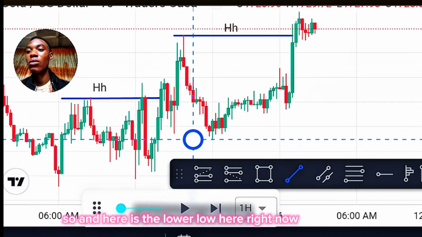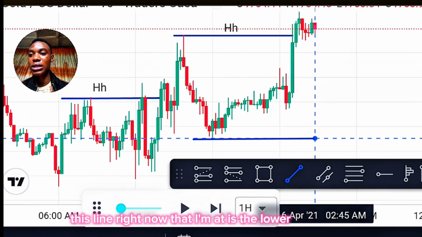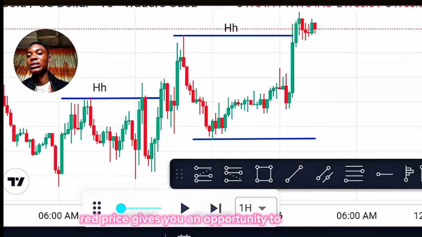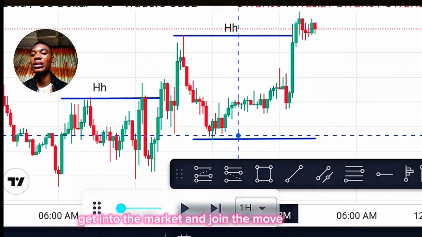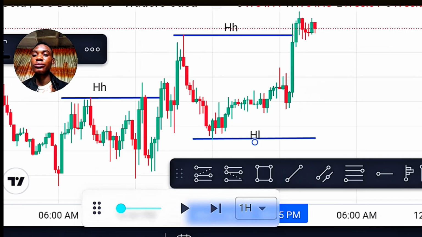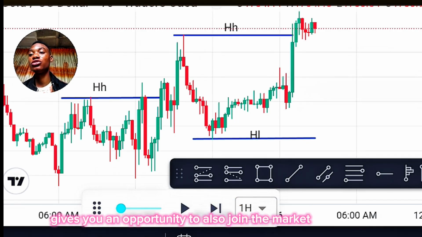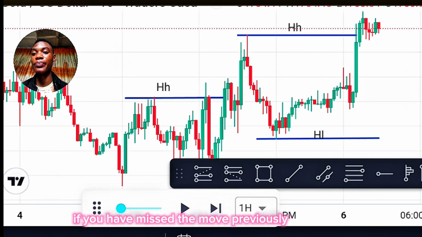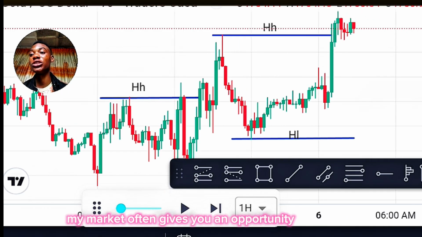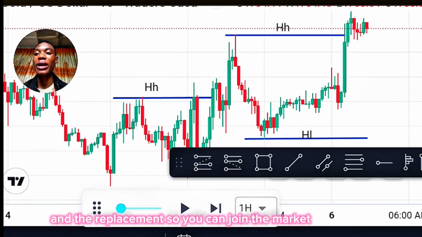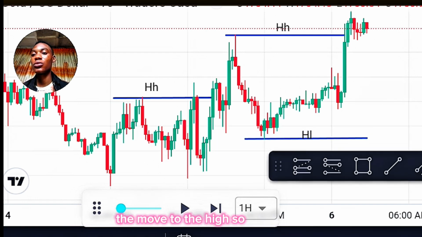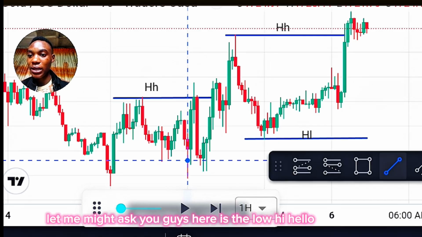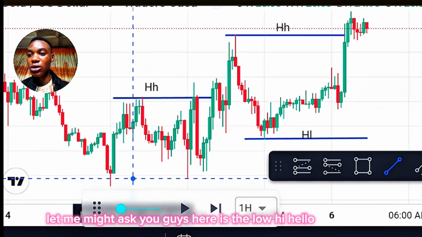And here is the low. This line right now that I'm at is the higher low, where price gives you an opportunity to get into the market and join the move, if you have missed the move previously. The market often gives you an opportunity in the retracement, so you can join the market to move to the high. So you can also see the low. Let me mark it out for you guys. Here is the higher low.